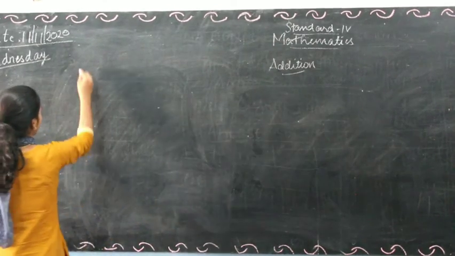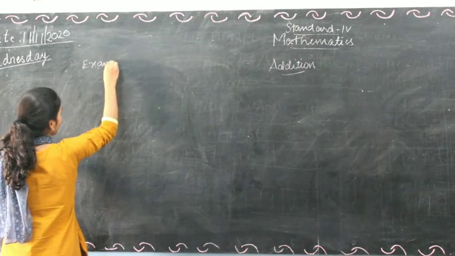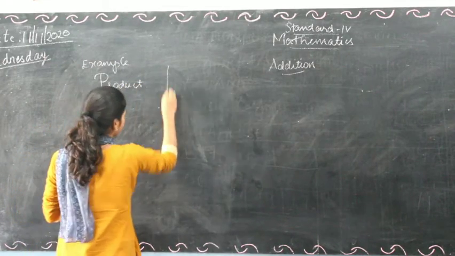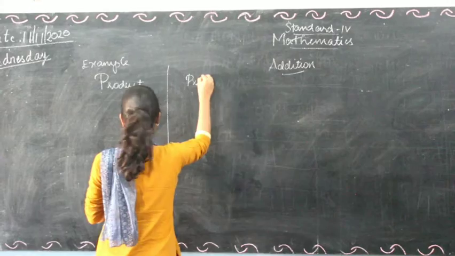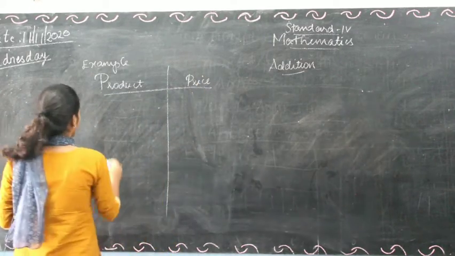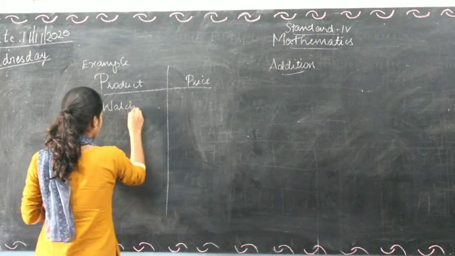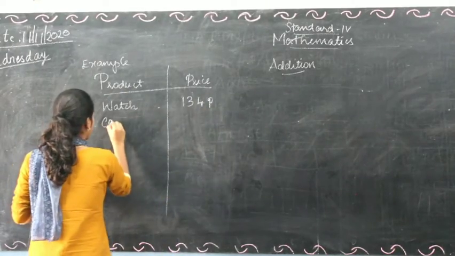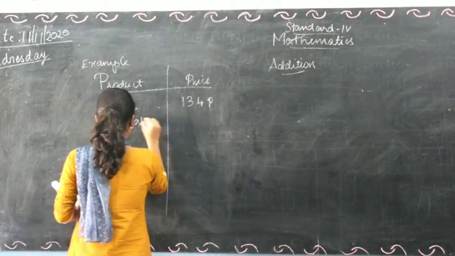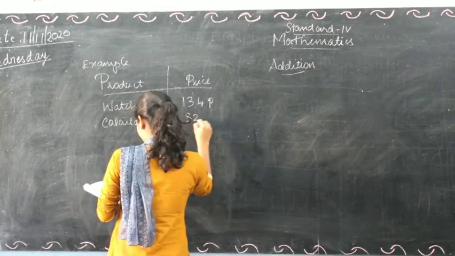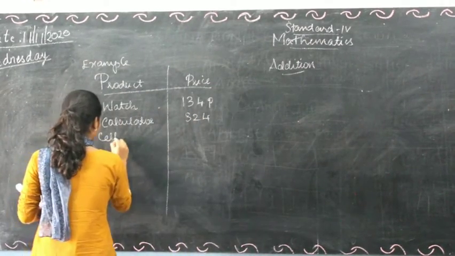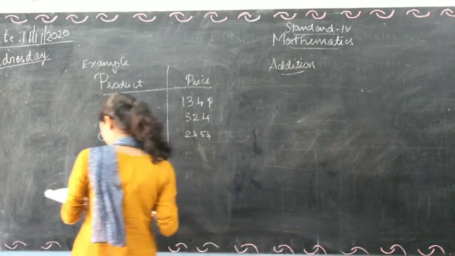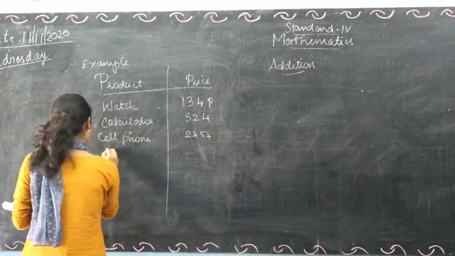So they have given us an example of products in a shop. So let's write product here and its price here. First product is watch. Its price is 1349. Then calculator. Its price is 324 rupees. Then cell phone. Its price is 2454 rupees.